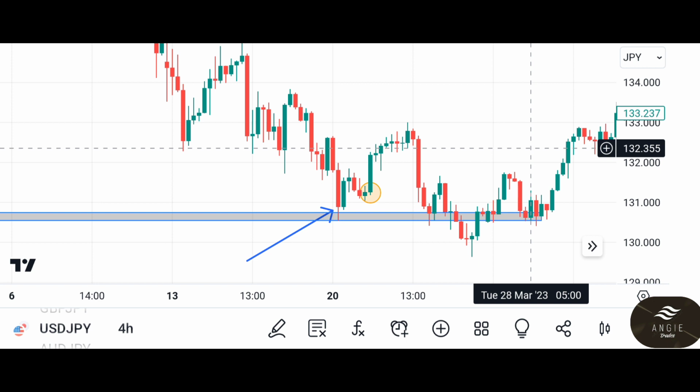I feel like the psychology here is that with the rejection from the support zone, the bulls are actually showing their presence, and with the retracement, it's actually building momentum. And so when you see that candlestick, that doji, or that inside bar candlestick closing that retracement, it means that you're about to push way up.